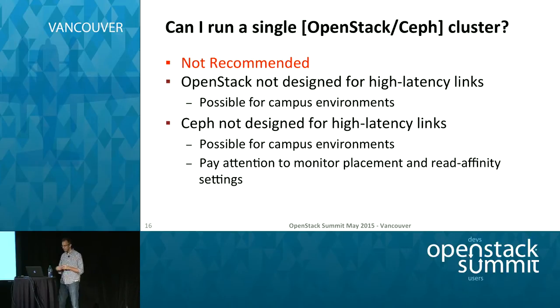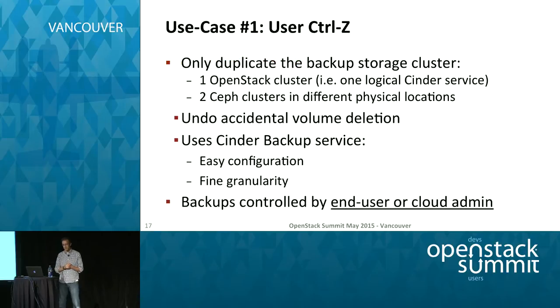So the first use case is really just using Cinder backup, which we call the control Z capability, which is a very user-centric thing. Your user has deleted a volume by accident, operator error on the Horizon console or wherever it happens to be, and you want to give the user an option to get back from that. And that's really what Cinder backup is for.